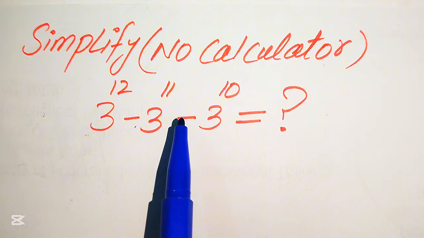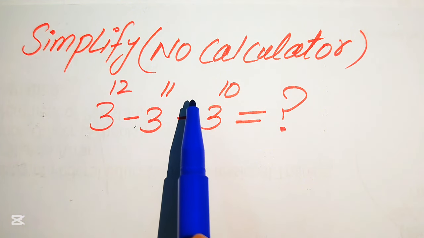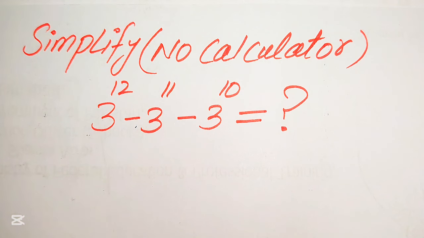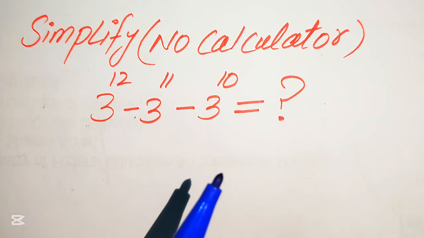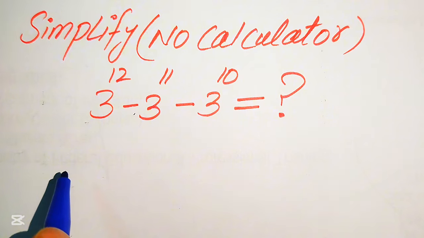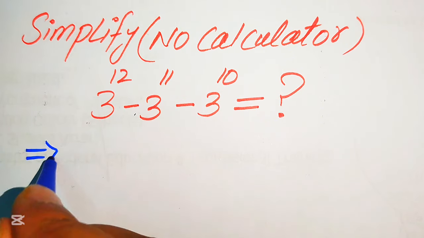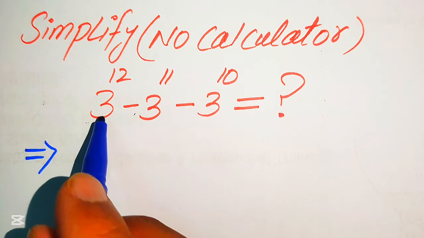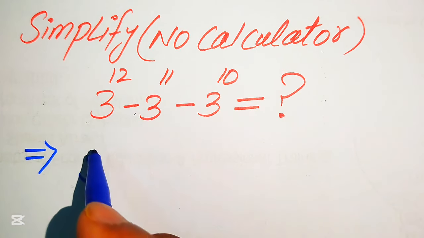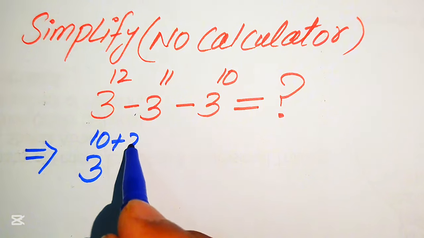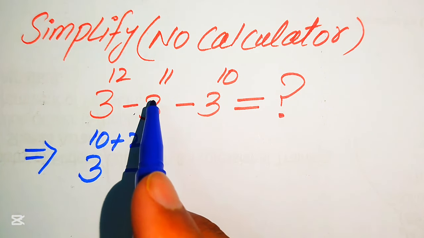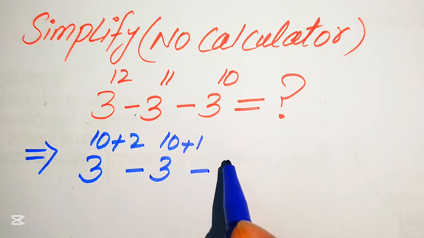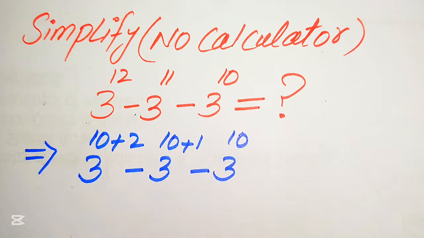It means that we will do all of these calculations in our mind or on this paper. The very first thing we are going to do is focus on the exponents of these terms. We break the exponent 12 as 10 plus 2, minus we break the exponent of this term as 10 plus 1, minus this is 3 to the power of 10.